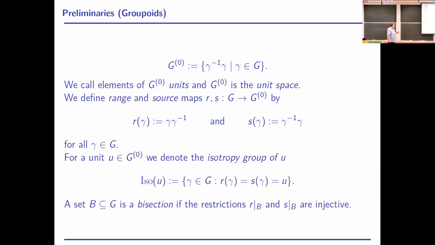So for a unit U in our unit space, we talk about the isotropy group of U. This is all the elements gamma in G such that the range of gamma and the source of gamma are the same and are equal to U. And so this is a group sitting inside our groupoid. And we talk about a set B being a bisection if R restricted to B and S restricted to B are injective. And these sets are going to be really useful when we get our topology, because they're going to be what we want to form our basis of the topology.